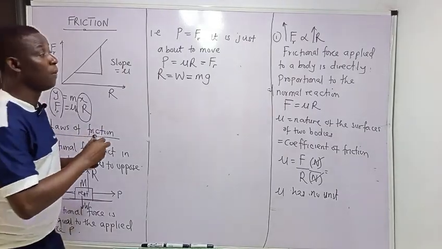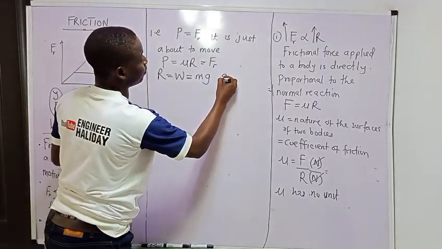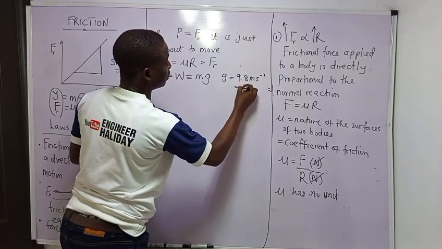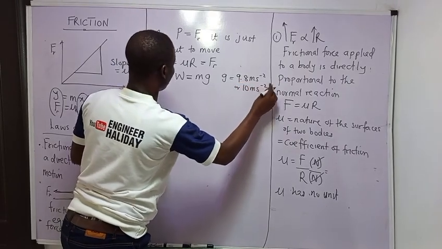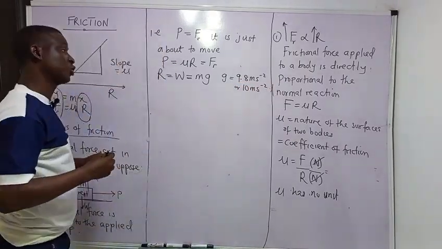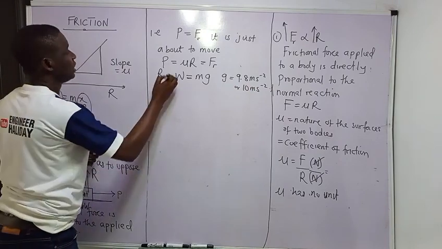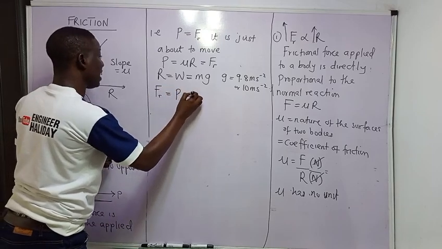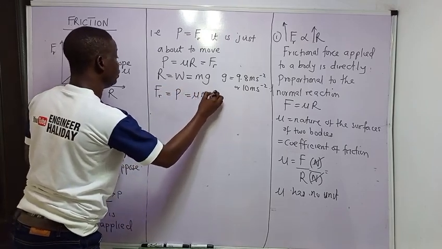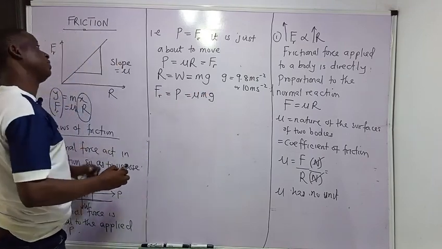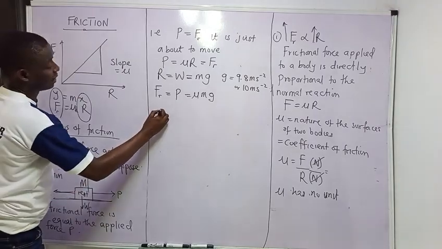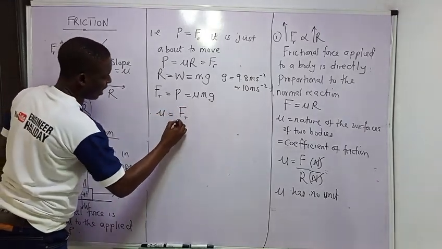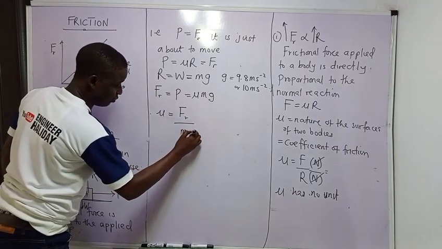And note, your g is a constant parameter which you know as 9.8 meters per second squared, or 10 meters per second squared, which is called acceleration due to gravity. So if you now put it under the formula for friction, which is equal to applied force, we now have μmg as the friction. Don't forget, we can also write the coefficient of friction as Fr over mg.